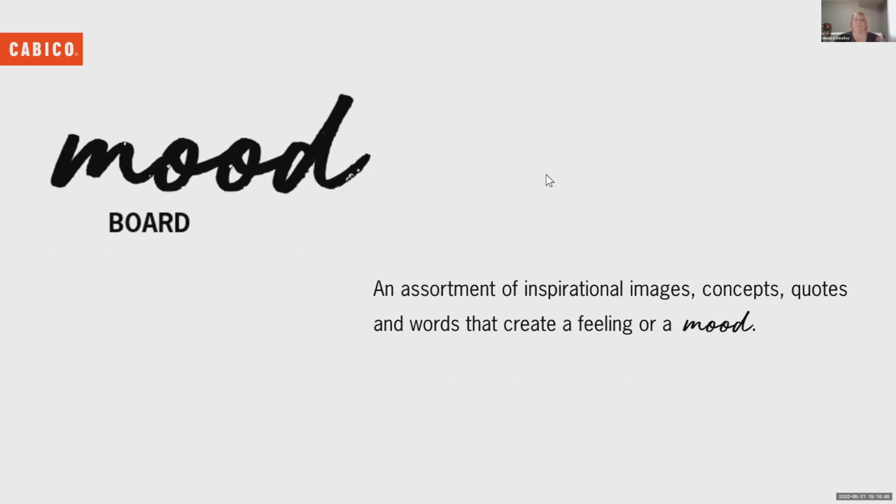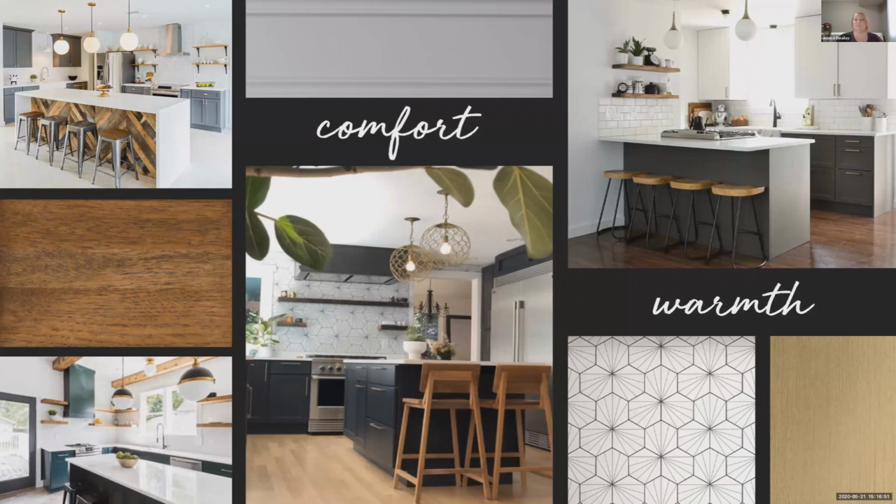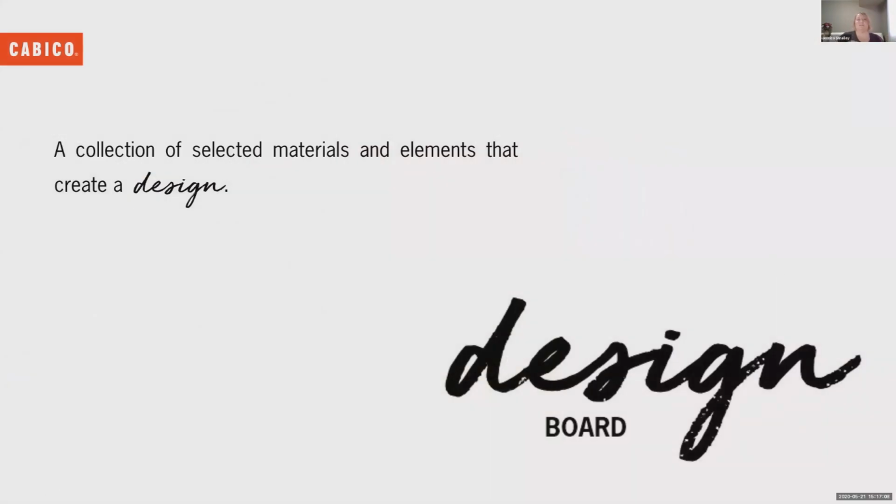So, for example, this is a design board. It's a collection of materials plus inspirational images, words that achieve the feeling they want with their space. This is another example. Whereas a design board is more of a collection of selected materials and elements that are specific to a design. So this is something that typically would be created and presented with a design package to go along with floor plans and renderings and elevations, etc.